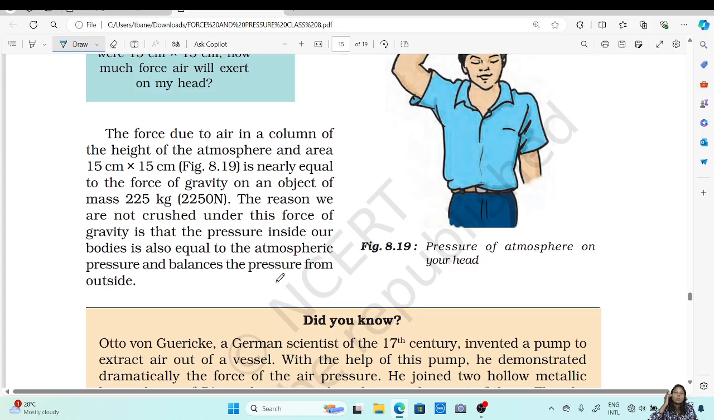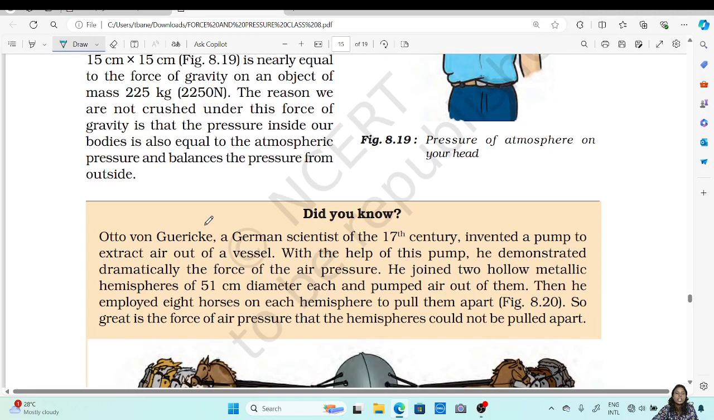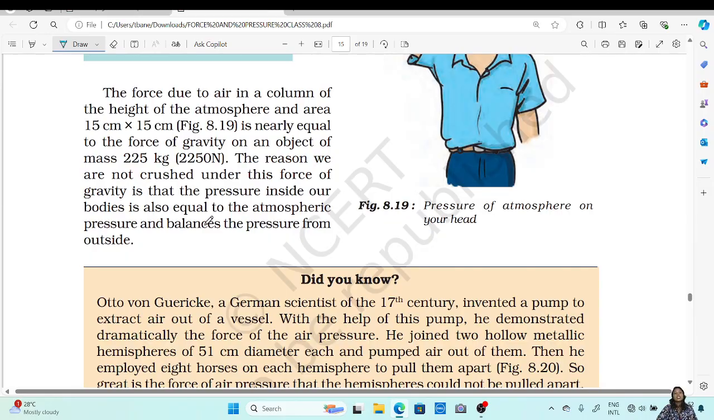The force due to air in the column of the height of the atmosphere and an area of 15 by 15 centimeters is equal to the force of gravity on an object of mass 225 kg, which is approximately 2250 Newton. The reason we are not crushed under this force is that the pressure inside our bodies is also equal to the atmospheric pressure and balances the pressure from outside.